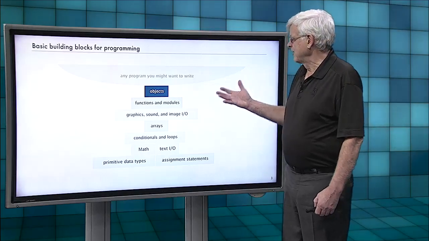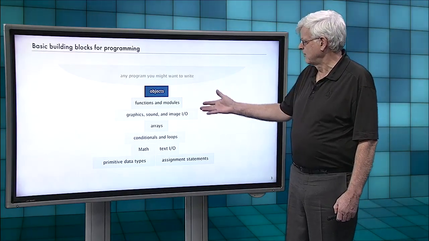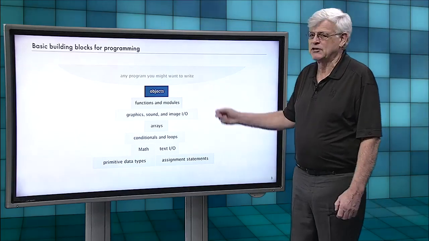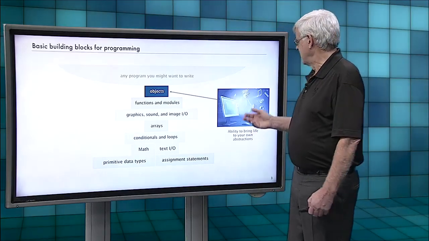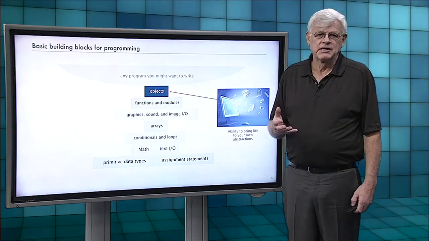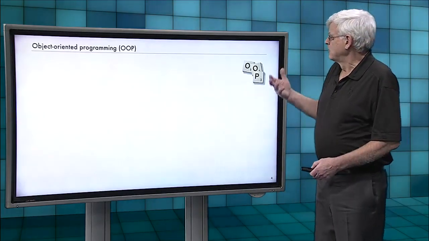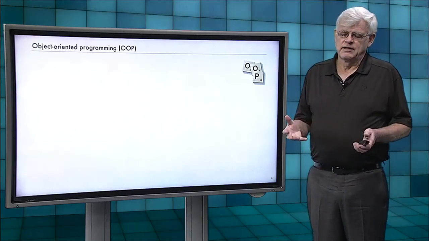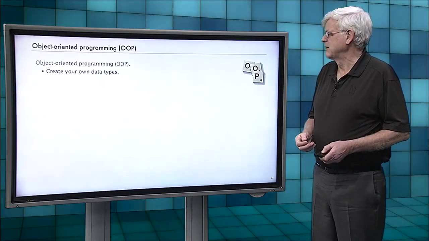This is the last in our building blocks for programming, where we've already considered all these basic things up through functions and modules, and now we're going to talk about programming with objects. And this is going to give you the ability to bring your own abstractions to life. So in general, this process is called Object-Oriented Programming, or OOP.